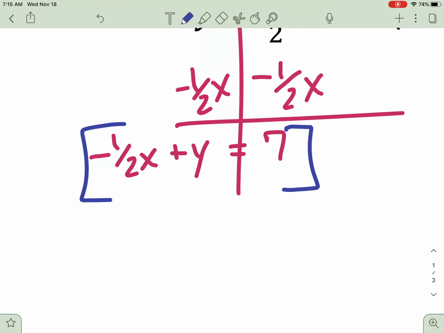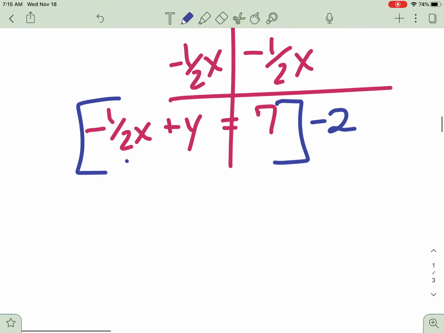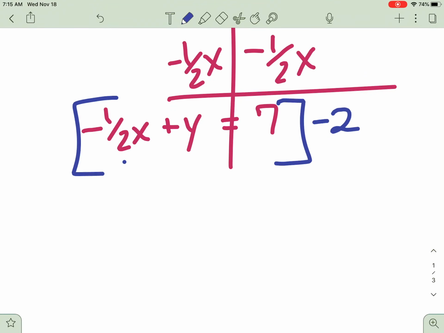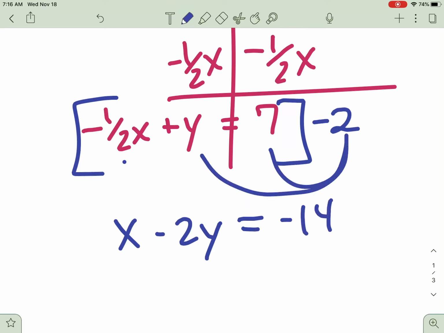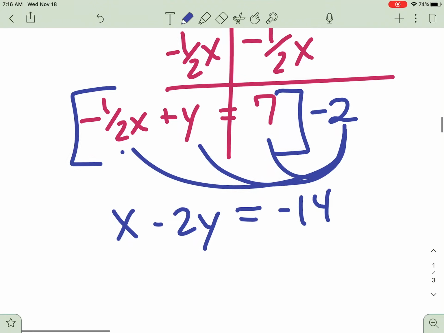So in order to get rid of the fraction, you're going to multiply everything by the least common denominator, in this case 2, because that's what's on the bottom. But since x is negative, I also want to multiply everything by a negative to get rid of that negative in front of x. So negative 1/2 times negative 2 just gives me a positive 1. Negative 2 times y gives me negative 2y. And negative 2 times 7 gives me negative 14.